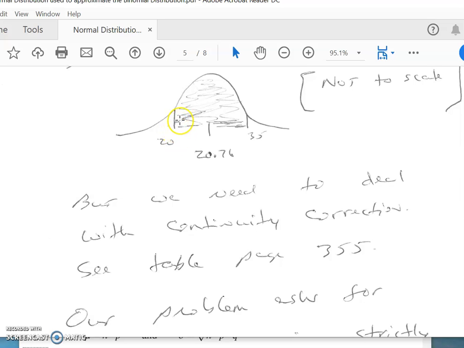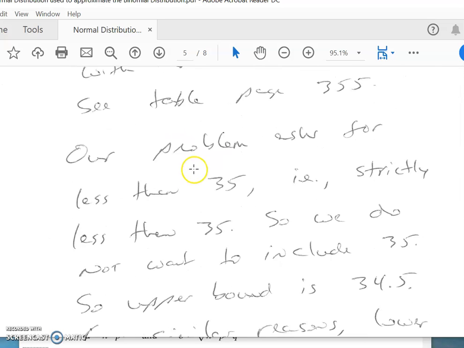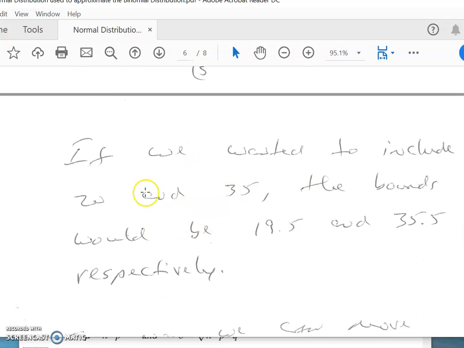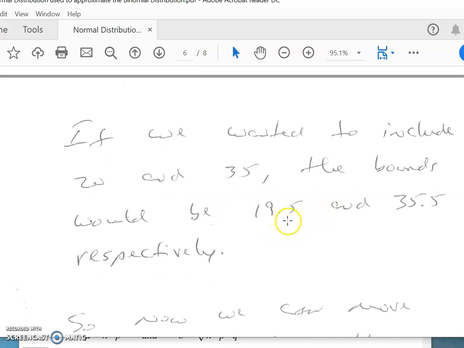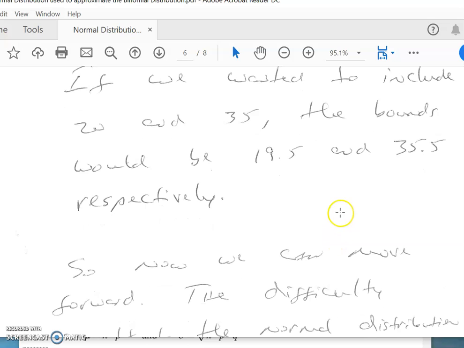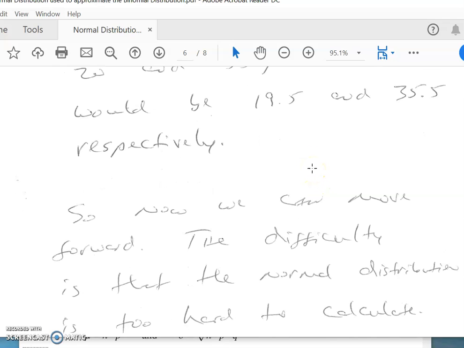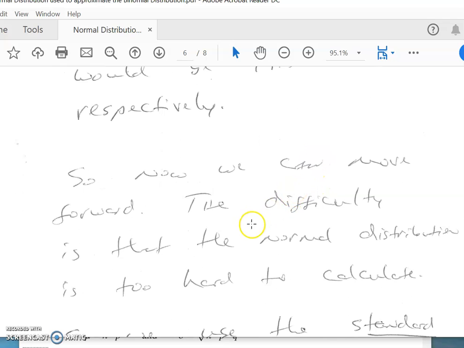It's going to be a little bit over this way, okay? All right, so now it's all over but the crying. Here we go. If we wanted to include 20 and 35, the bounds would be 19.5 and 35.5. We would include 20 and 35. So that's a big hint for how to do problem number 11, because I believe in problem number 11 we want to include those numbers that we're dealing with. Okay, so now we can move forward.